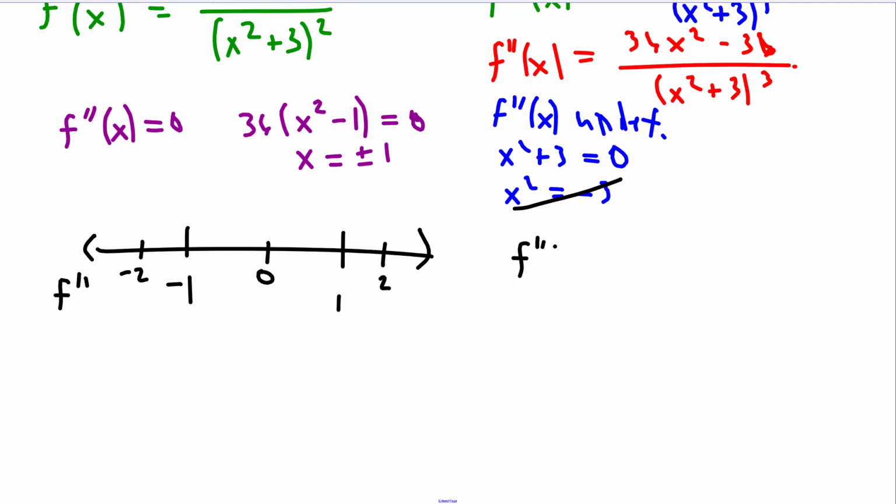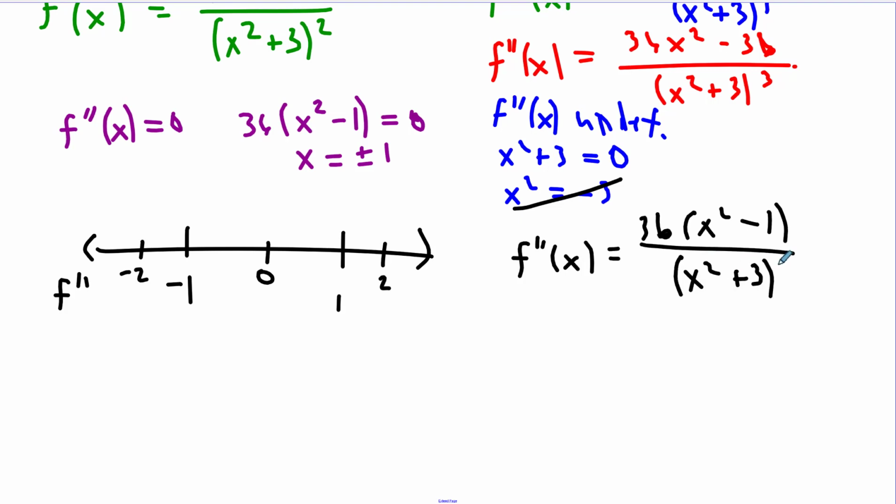So we have f double prime, and I'm going to write it in its factored form, equals 36 times x squared minus 1 all over x squared plus 3 cubed. So no matter what number I plug into the denominator, because I'm squaring it, it's going to come out positive. So I'm only going to worry about just the numerator. If I plug negative 2 in, I end up with a positive. If I plug 0 in, I end up with a negative. And if I plug 2 in, I end up with a positive.